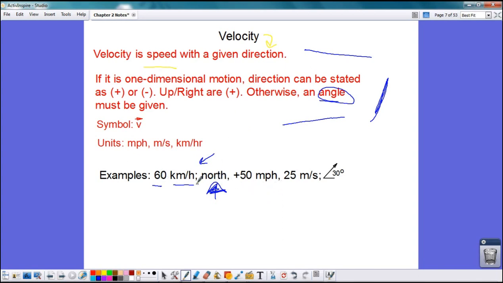So we've got 60 kilometers per hour going north. This one, you might think, hey, they forgot the direction. They did not. Okay, we would know in the problem whether we were talking about up and down or left and right, and since it's positive, we're either going up or to the right. And then this one over here, 25 meters per second at an angle of 30 degrees. So we know we're going up and to the right at a 30-degree angle above the horizontal.